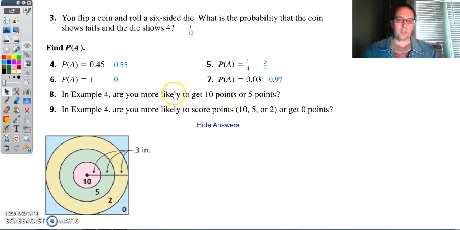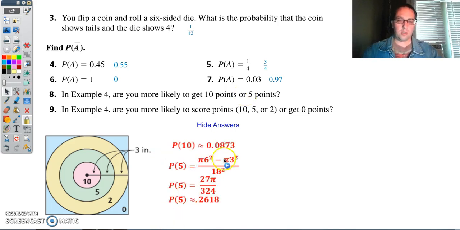All right, here we want the likelihood of getting 10 or 5. Which one's more likely? Well, we already know 10. We found that already. So now we need to know the likelihood of getting 5 points, right? Here's 10. We found that on the previous slide. The likelihood of getting 5 points is the area of this circle minus the 10-point circle. So pi times 6 squared minus pi times 3 squared. So that's 27 pi over 324, which is the area of the board. So the probability of 5 points is approximately 0.2618. So which one's more? Yeah, you're more likely to get 5 points.